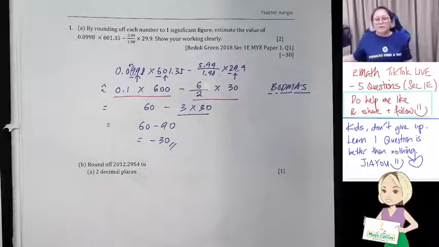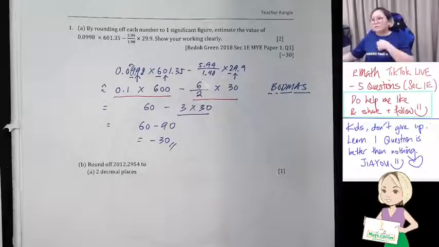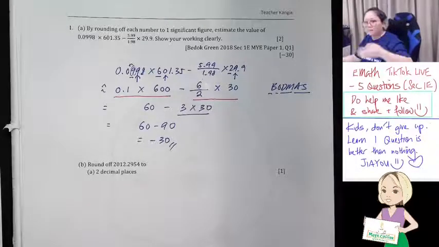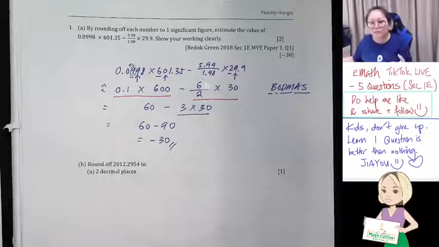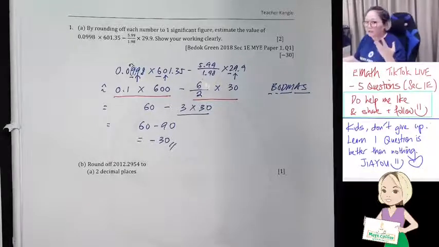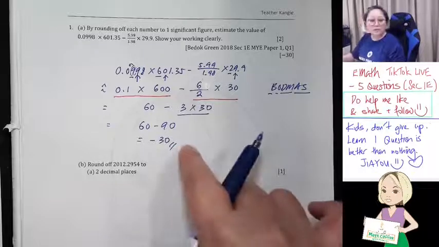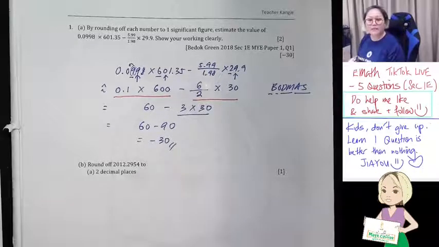So P5 only learn decimals, right? You only round off to 1 dp, 2 dp, but you do not know 1SF. So 1SF, 2SF, 3SF is something that you learn in secondary 1. So that is part A. Very easy. That's a warm up.